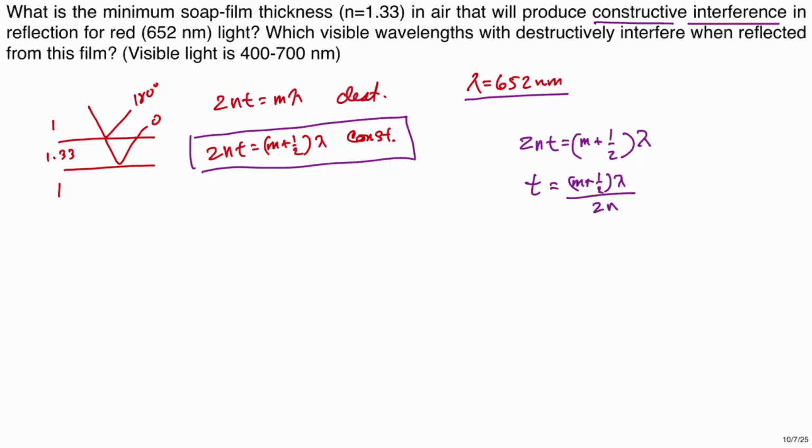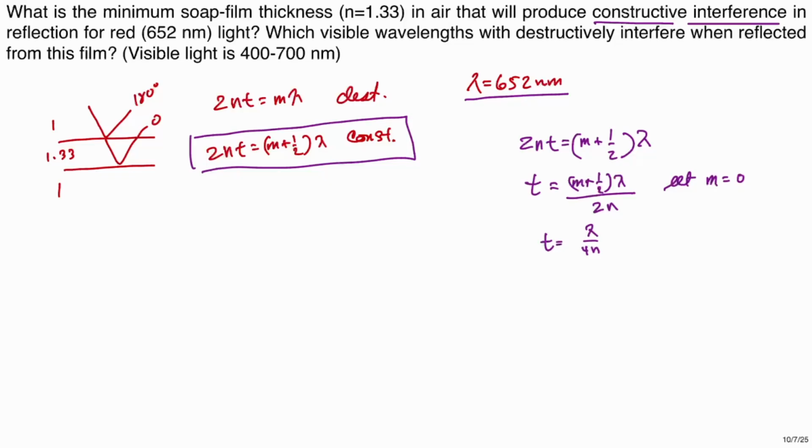If it's just m times lambda, you can't put 0 in. I mean, technically a 0 thickness film would cause something to happen, but usually nothing to happen. Okay? A 0 thickness film means the film doesn't exist. Okay. So if we let m equal 0, then our t is just going to be lambda over 4n. You see what happened there?